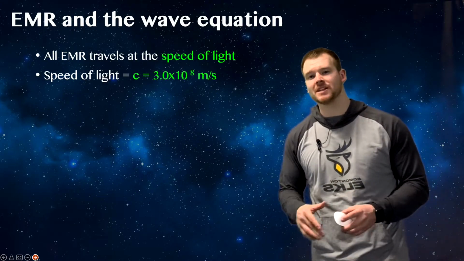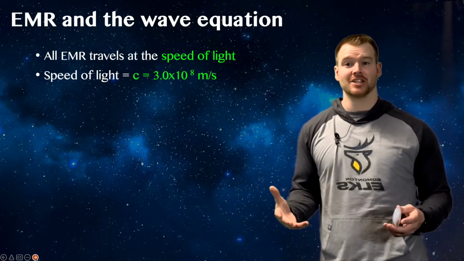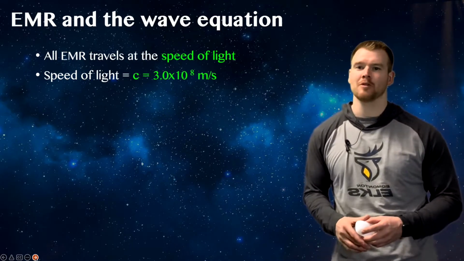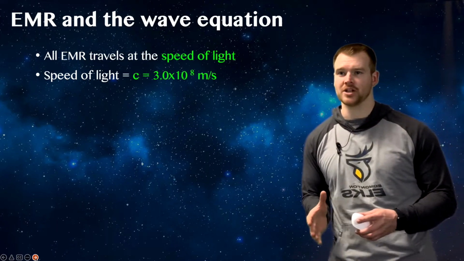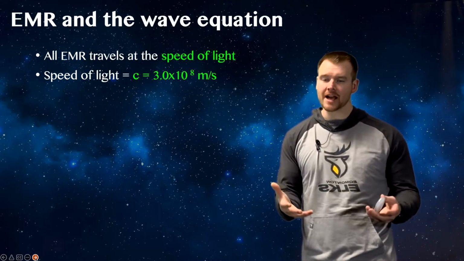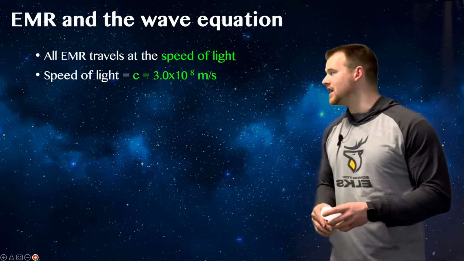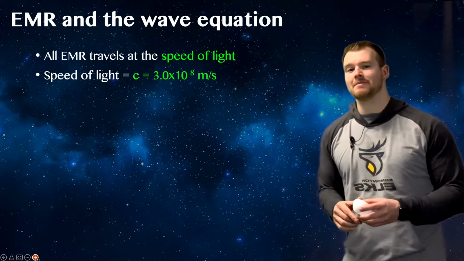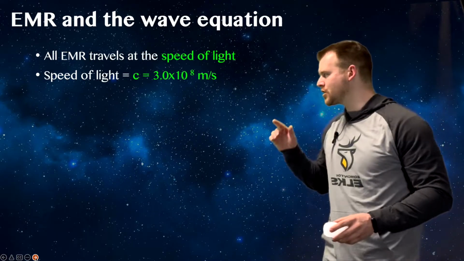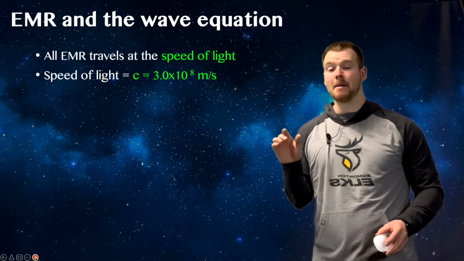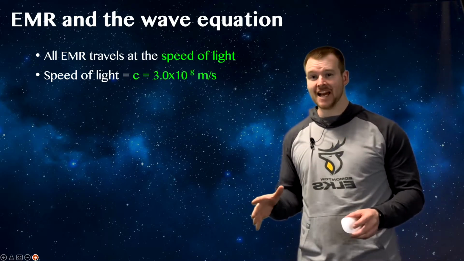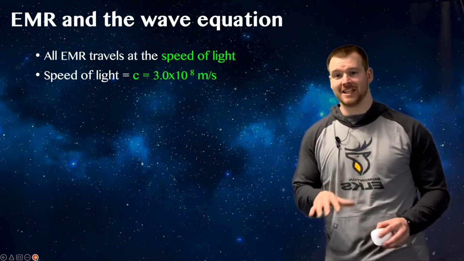So now let's look at doing some calculations with this. Because this chapter is focused on EMR, we're going to look at some calculations of electromagnetic radiation and the universal wave equation. So we're going to assume that the light is traveling in air or a vacuum, where it goes at the speed of 3.0 times 10 to the 8 meters per second. Let's just pause there for a moment. 3.0 times 10 to the 8 meters per second. That means it goes 3.0 times 10 to the 8 meters every single second.